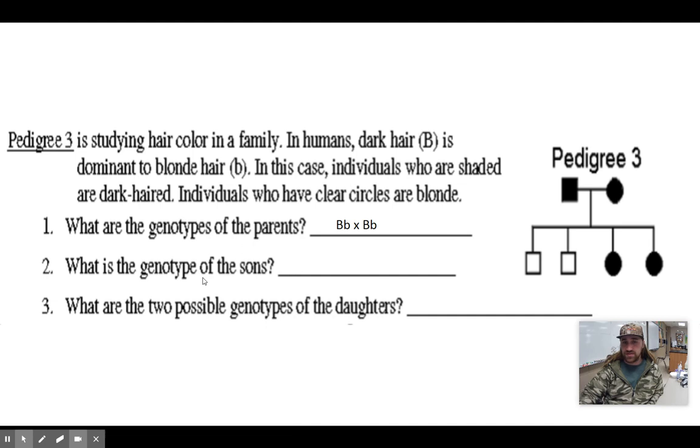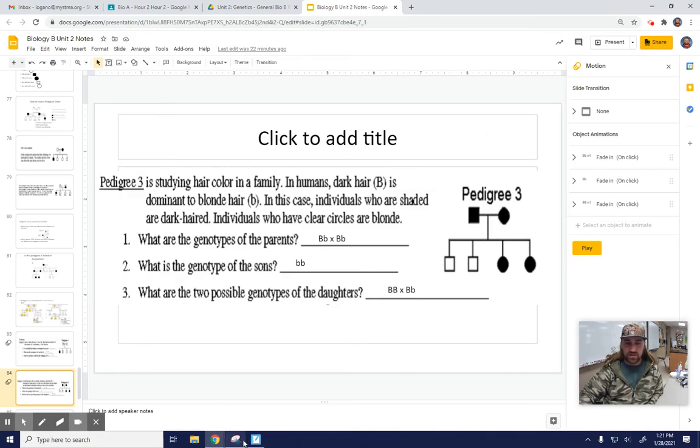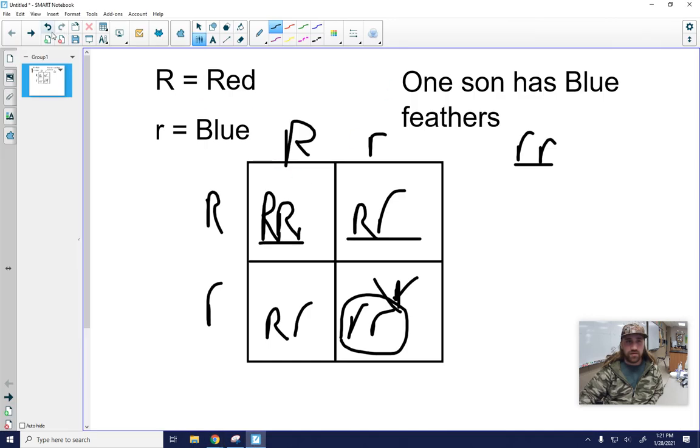What is the genotype of the sons? Our sons are right here, which will be lowercase b, lowercase b, or homozygous recessive. And what are the two possible genotypes of the daughters? They can either be homozygous dominant or they can be heterozygous. If you want to see how that is broken down, it'll look something like this.